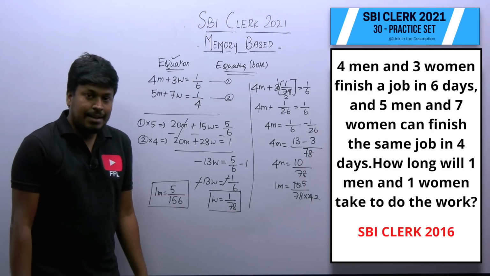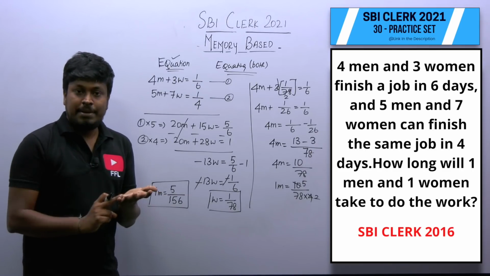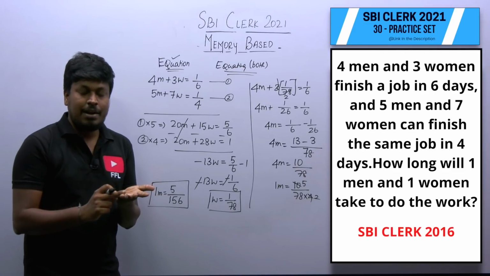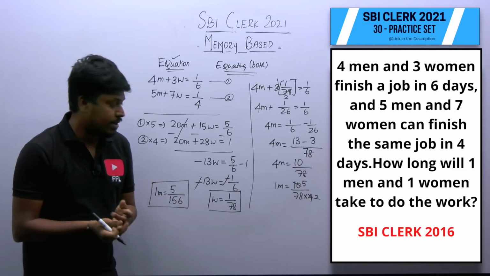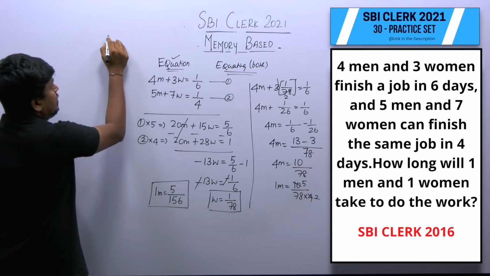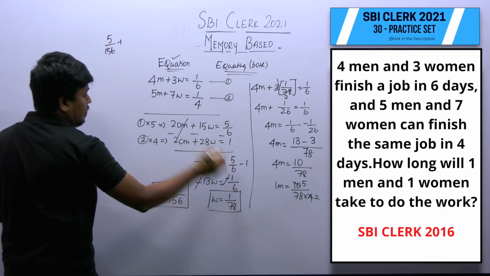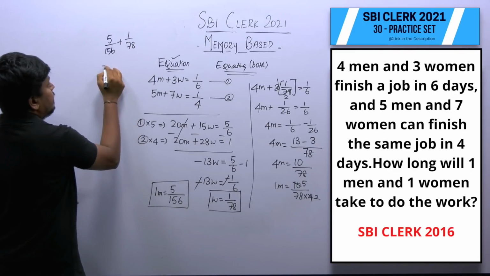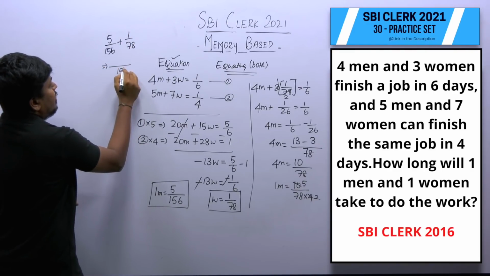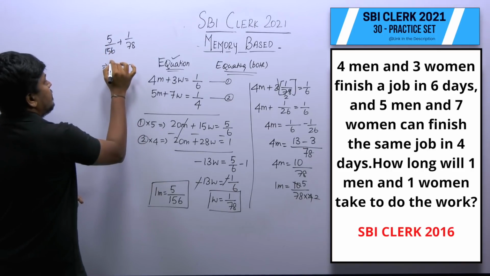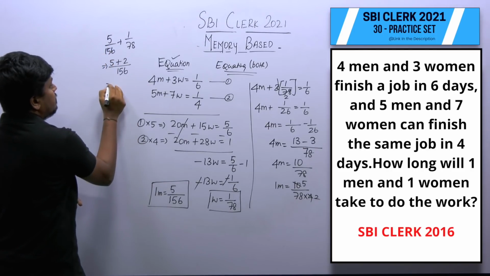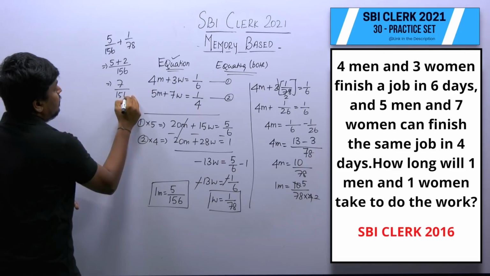So what is our target? Our target is to find both the persons, that is 1 man and 1 woman, how many days they will take to complete the work. So we need to add both the values. So 5 divided by 156 plus 1 divided by 78. The resultant we can take with 156 as the LCM. So this will be 5 times, this will be 2 times. So 7 divided by 156.